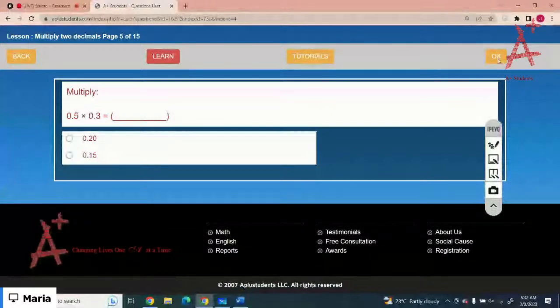0.5 times 0.3, so which is the correct option? Yes, 5 times 3 is 15. It would be 0.15. Very good.